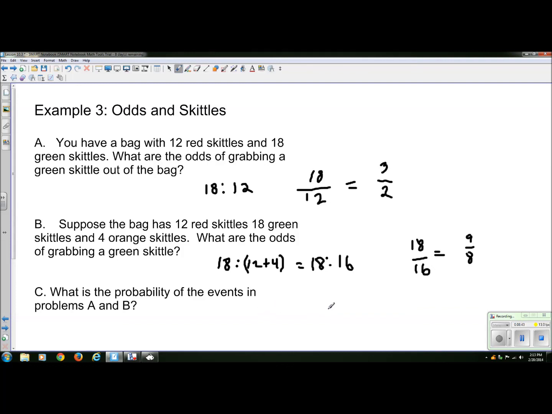What's the probability of these events that we just talked about in problems A and B? So probability and odds are different. In our first one, in A, we're asking, what's the probability? That's going to be 18 again. That's the number of favorable events. But we have to divide that by all possibility events, which means getting a red Skittle or a green Skittle. So that gives us 18 plus 12, or 30. And notice that 18 and 30 are both divisible by 6. That gives us 3 over 5.